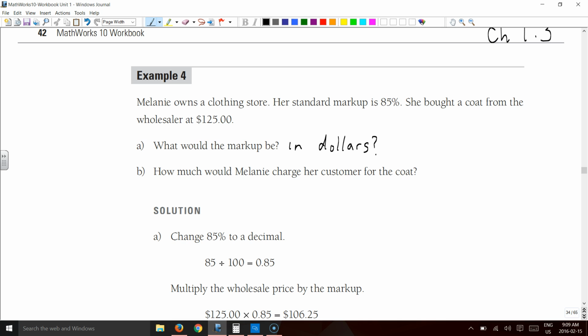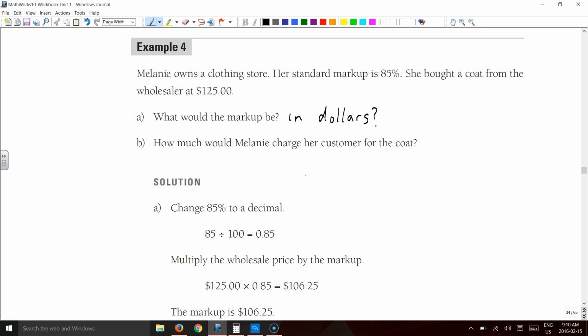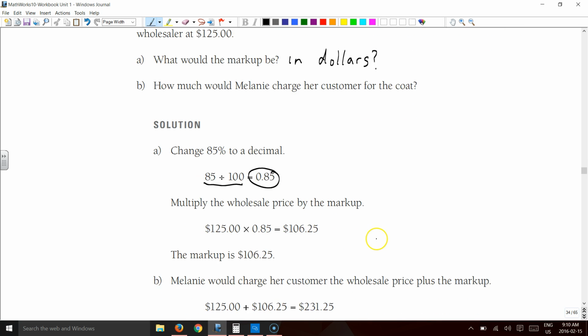And then the next question says, how much would Melanie charge a customer for the coat? So then what's the actual price going to be if that's the markup? So the solution here, it says change 85% to a decimal. I agree with that. That's the quickest way to do this. So they've taken 85 and divided it by 100 to give you 0.85. 0.85 is the decimal equivalent. And then they say to multiply the wholesale price by the markup. So they want to know, what is 85% of 125? So they multiply those two together, which is what we did in 1.3 example 2.